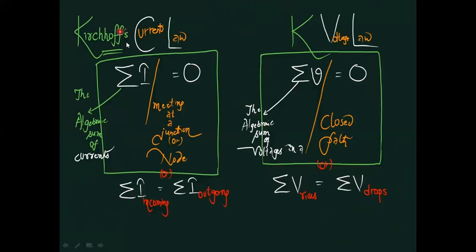Coming to Kirchhoff's current law and Kirchhoff's voltage law. KCL mainly depends upon the law of conservation of charge, whereas KVL mainly depends upon the law of conservation of energy. Sigma I is equal to 0, sigma V is equal to 0. The algebraic sum of currents meeting at a junction or node is equal to 0, or else the sum of the incoming currents is equal to the sum of the outgoing currents. Whereas in KVL, the algebraic sum of voltages in a closed path is equal to 0, or else the summation of voltage rises is equal to the summation of voltage drops in a closed path.